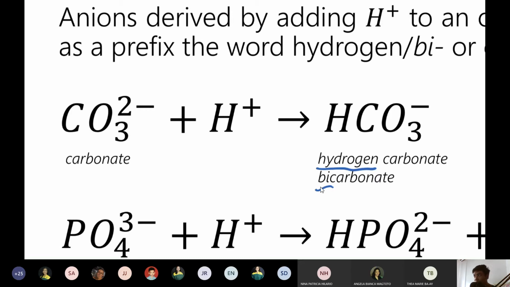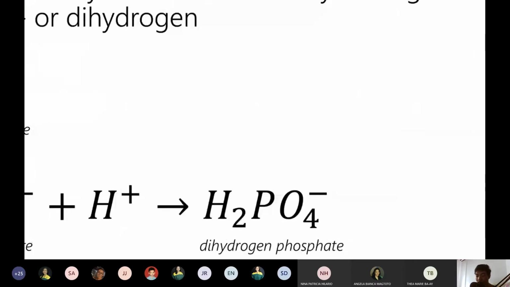This is hydrogen carbonate or bicarbonate, which is found in your baking soda, and we also have it in the blood. Bicarbonates. So again, if you added one hydrogen to your carbonate and ended up with another anion, you name it by adding hydrogen or the prefix bi. Let me reiterate, it still has to be an anion. If it's not an anion, it won't work.